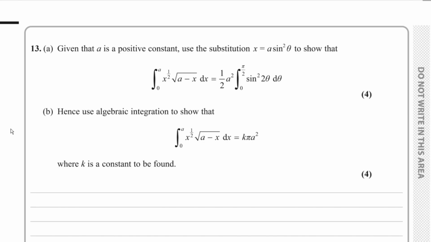Question number 13. Part A. Given that a is a positive constant, use a substitution x equals a sine squared theta to show that the integral of x to the 1/2 multiplied by the square root of a subtract x with respect to x with the limits 0 to a is equal to 1/2 a squared multiplied by the integral of sine squared 2 theta with respect to theta with the limits 0 to pi over 2.